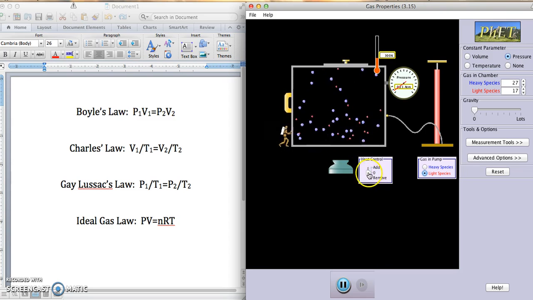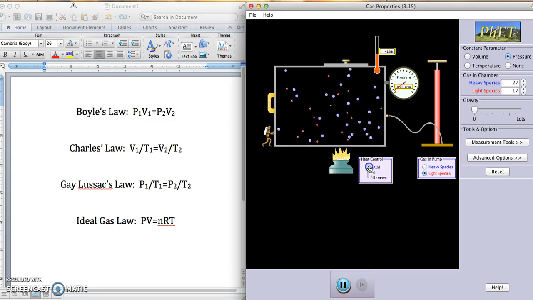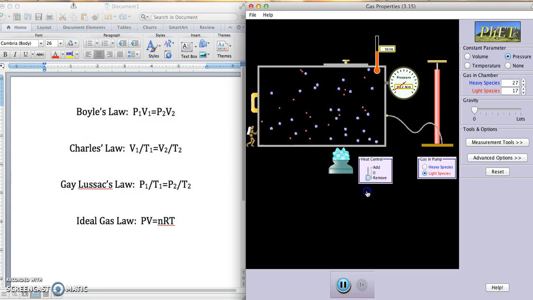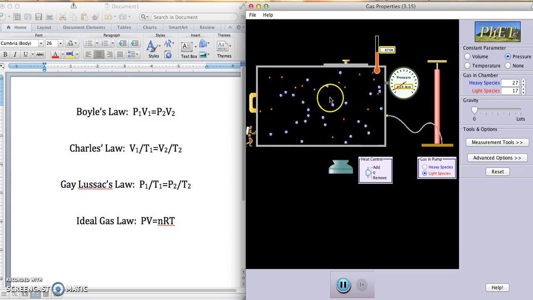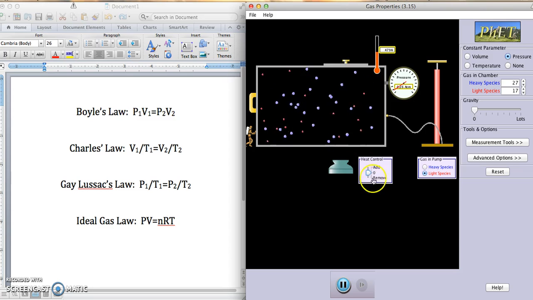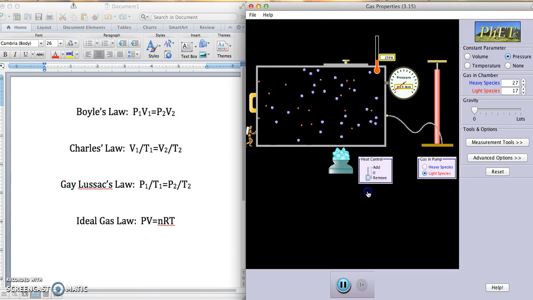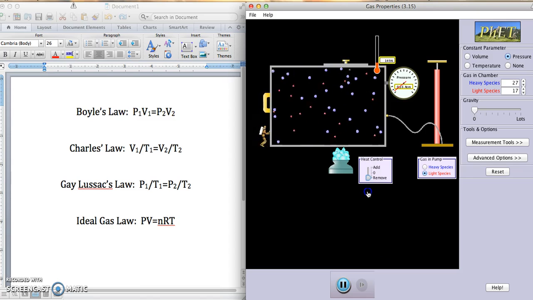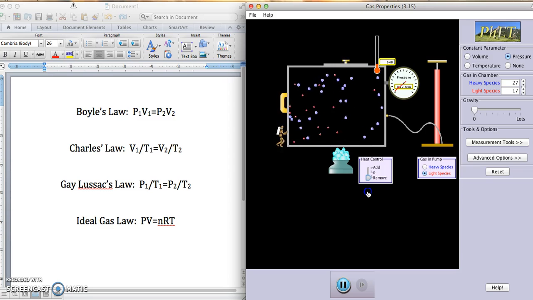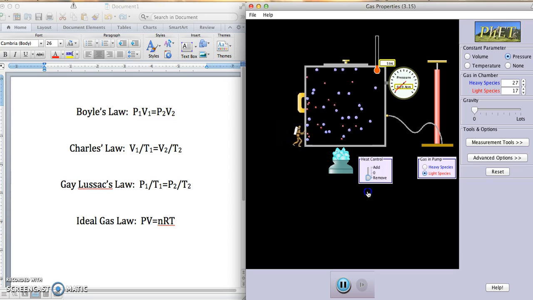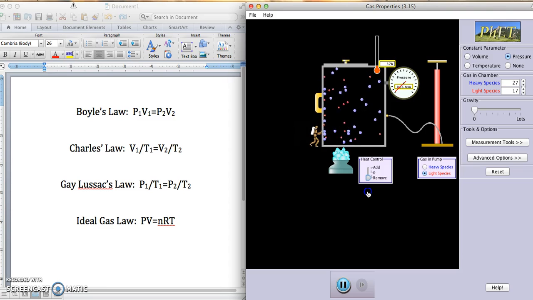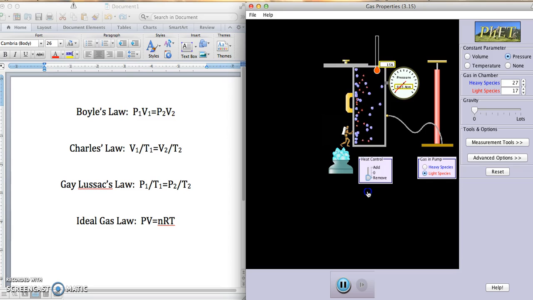And I'm going to add some heat to the system. As I heat it up, you can see the system gets larger. When I remove some heat, you can see the molecules start to slow down. Actually, I like that about this program, how you can see the physical change in the speed of these molecules. And you can see the volume begins to decrease as I remove some heat.